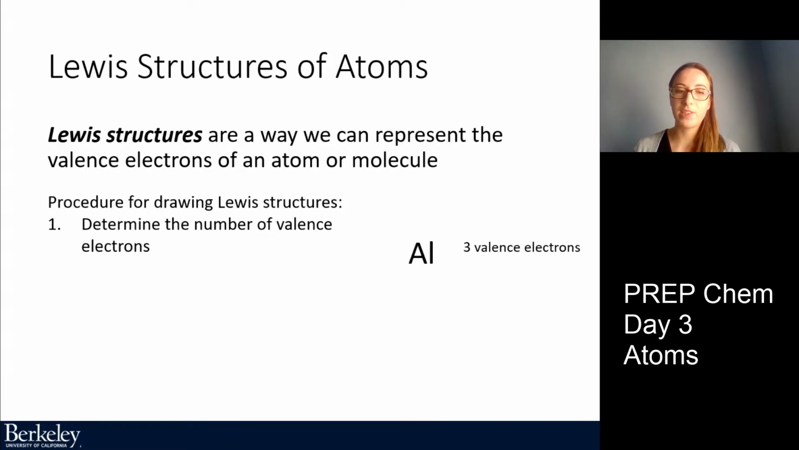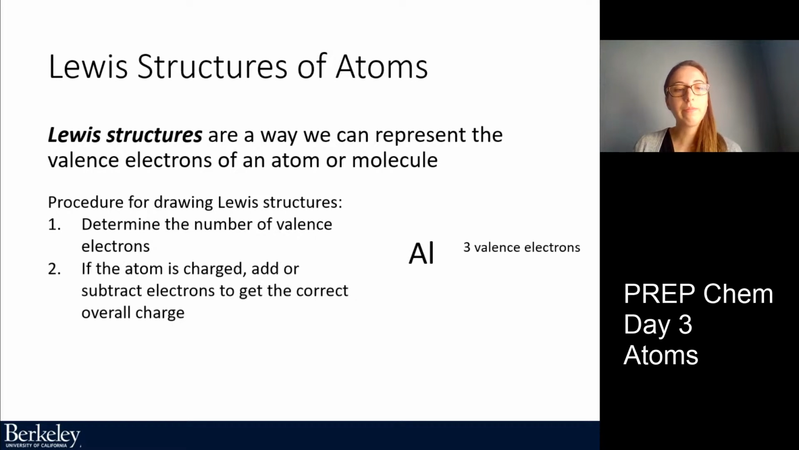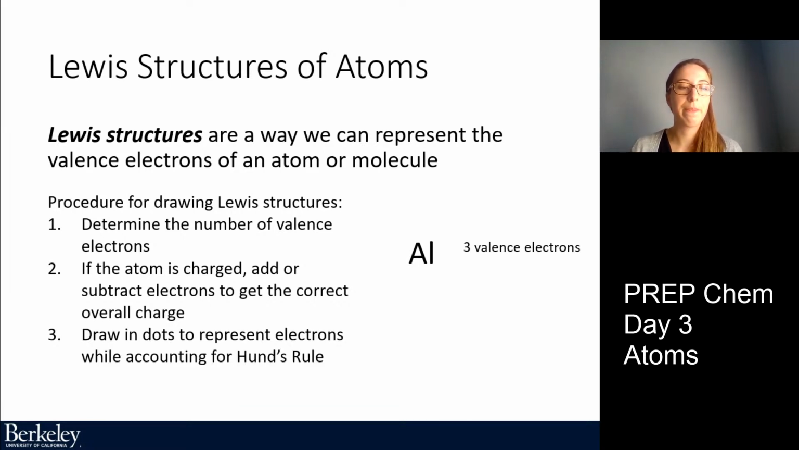If this is confusing, just think about how we drew it before, and feel free to write out where the different electrons are. And then if the atom is charged, add or subtract electrons to get the correct overall charge. In this case, we're talking about a neutral atom, so that's not really relevant for us, but you could think about being asked to draw a cation or an anion that has some charge. Then you would want to add or subtract electrons to get the right total charge. We'll do an example of that later, since that is more complicated.